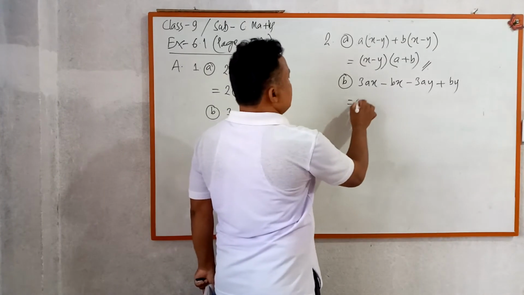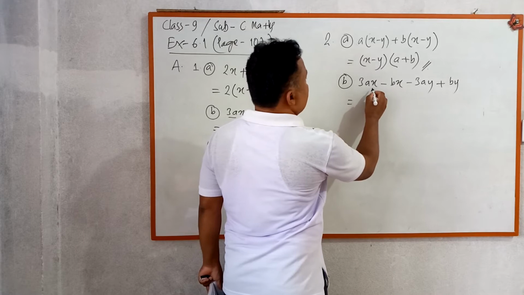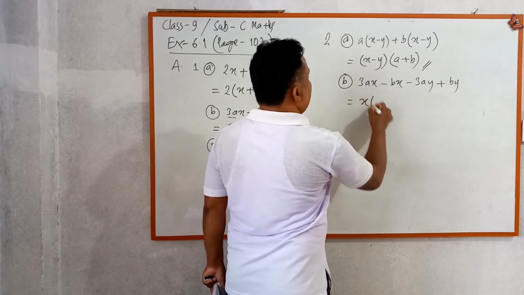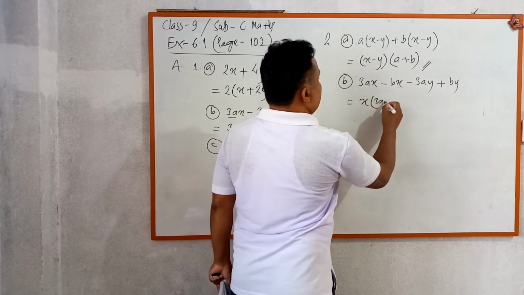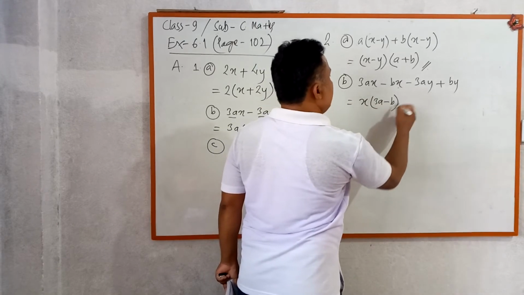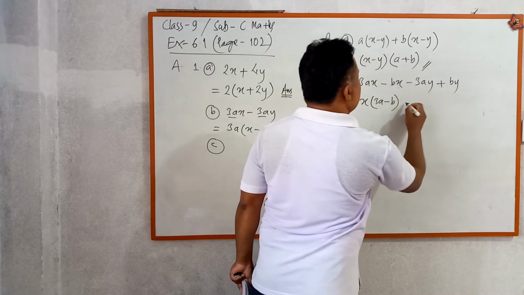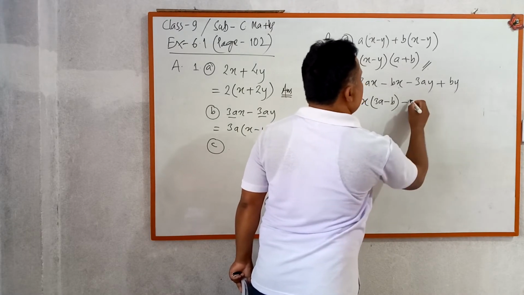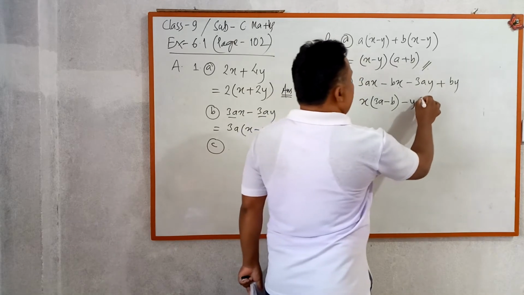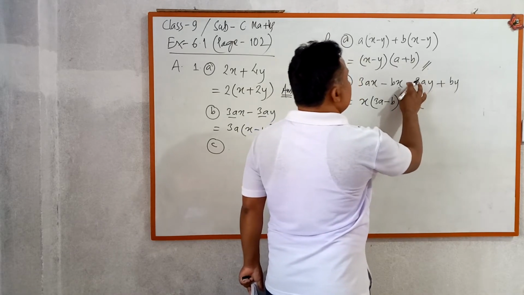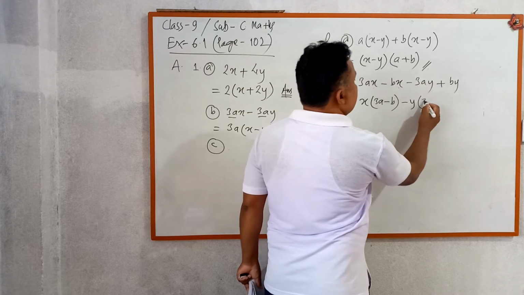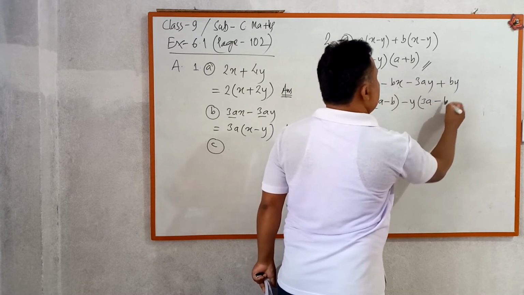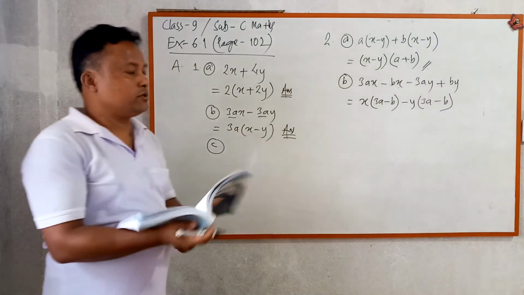Okay. This equals, we can take X common here. X is common, and the remaining term is 3A minus B. And in these two terms, minus Y is common, and the remaining 3A. If you take minus common here, it will be plus 3A, and if you take minus common, it will be minus B. And the next step also it will be here.